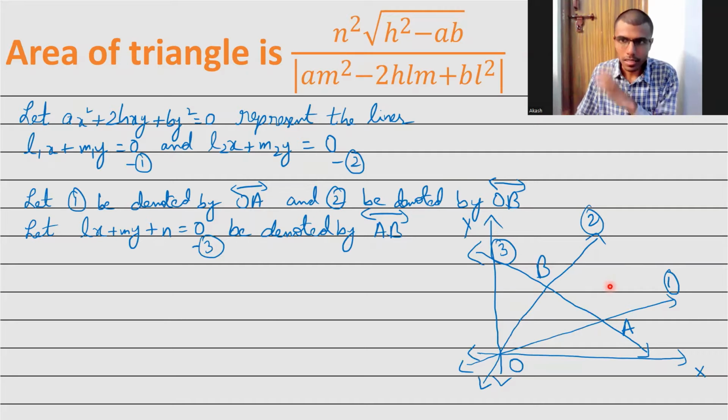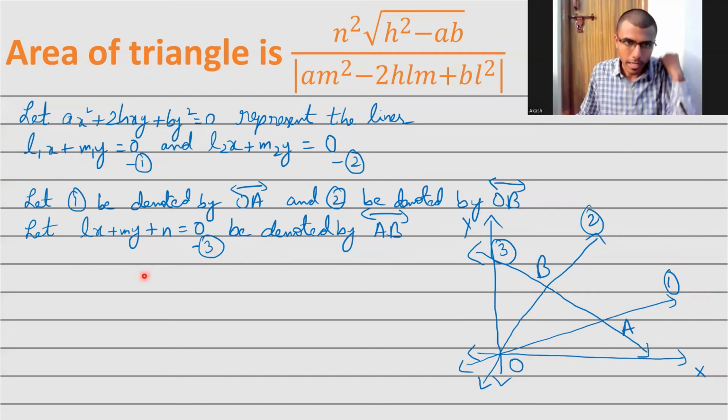That's how, instead of 1, 2, 3, you could just write the equation. That's fine. In fact, it's better if in exam you just represent it like that as a figure. For ease, I'm just representing it like this. Now A is nothing but the point of intersection of L1x plus M1y equal to 0 and lx plus my plus n equal to 0. Intersection of 1 and 3 is nothing but A.